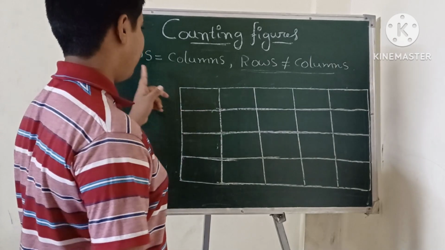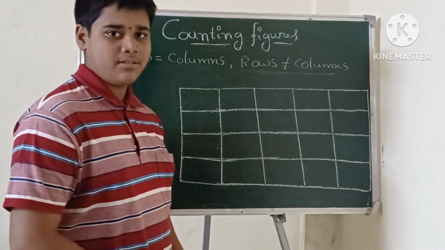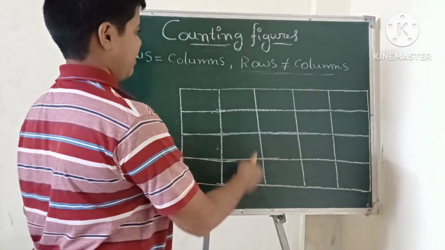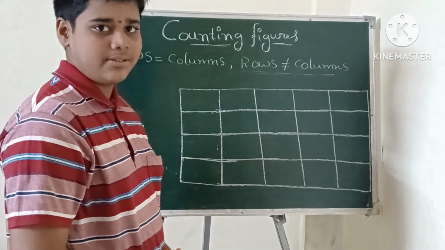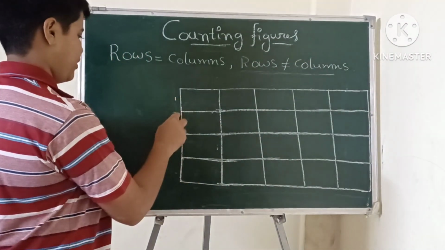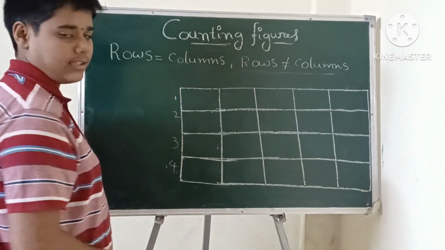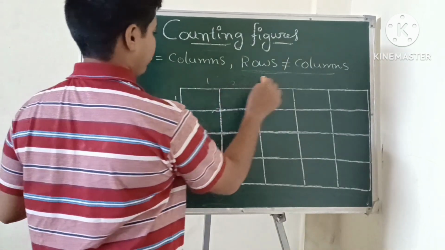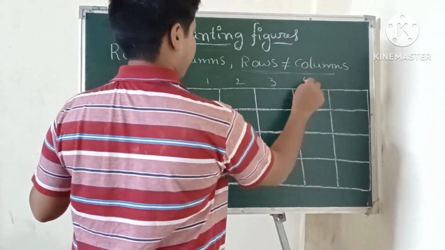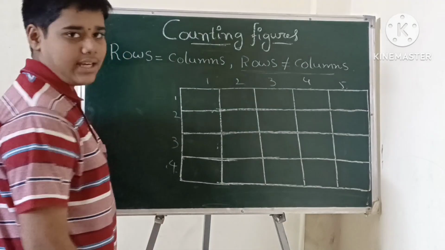We have already seen rows equal to columns. So in this rectangle, rows are not equal to columns. So if you see, 1, 2, 3, 4 columns are there. And here 1, 2, 3, 4, 5 rows are there.